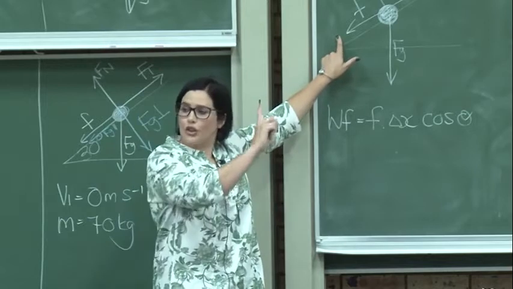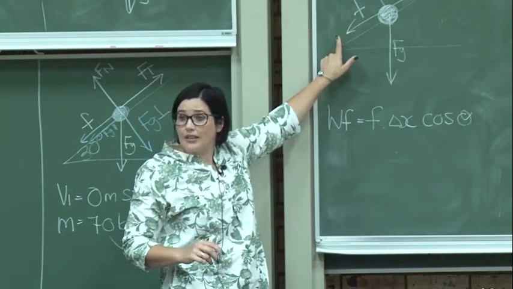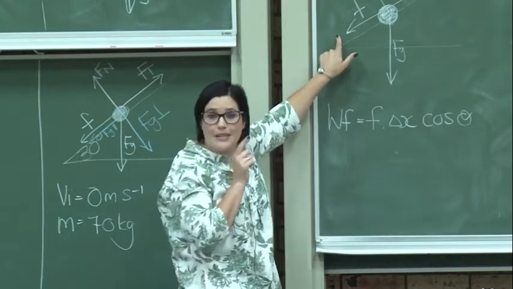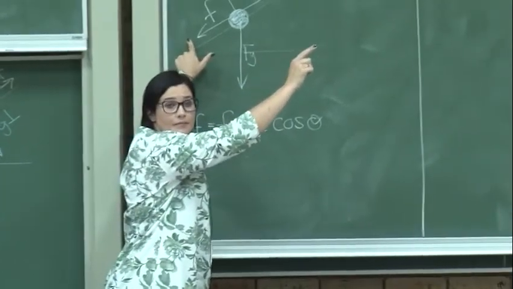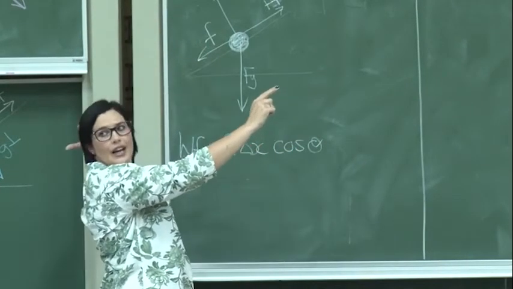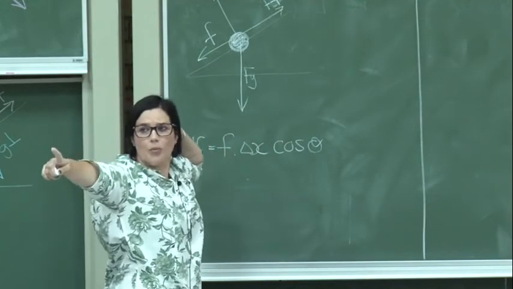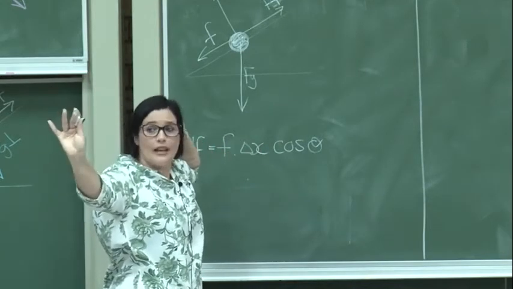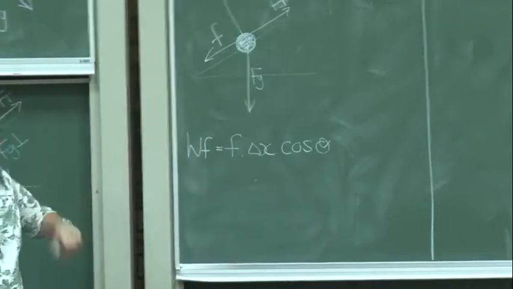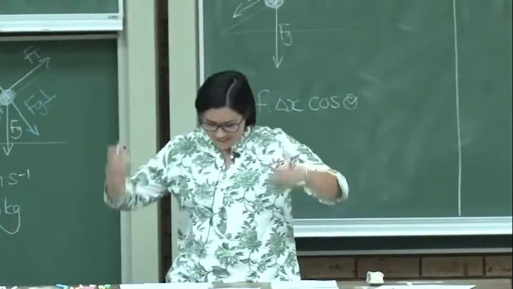Why? Because the frictional force is in the opposite direction to the displacement. The displacement is up the incline. The friction is down the incline. So cos 180 degrees. Yes, and there was a light bulb moment there. That's what I live for. Thank you. Okay, now let's substitute what we know.